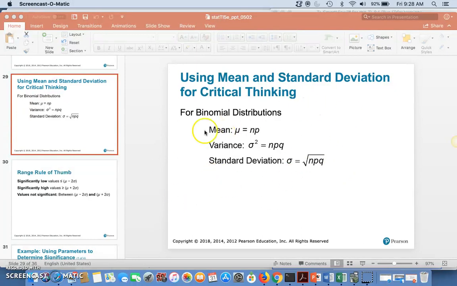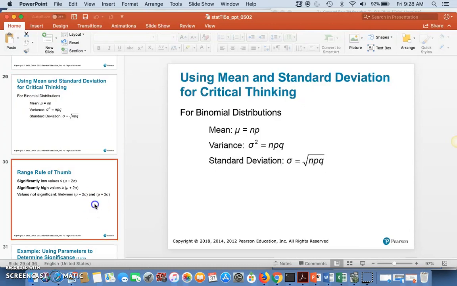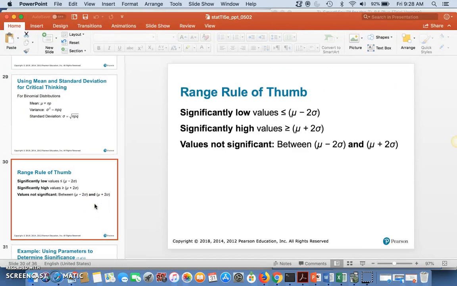So these are the little formulas that you would use here, and then you could use the range rule of thumb if you needed to.